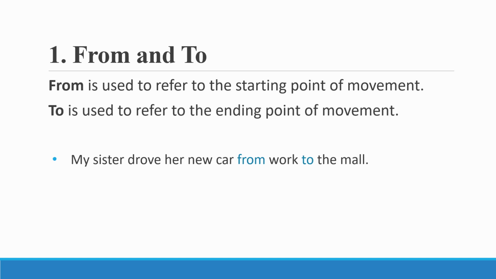For example, my sister drove her new car from work to the mall. The movement we are talking about is the driving, and from was used to refer to work, which is the starting point, and to was used to refer to the ending point, which is the mall.